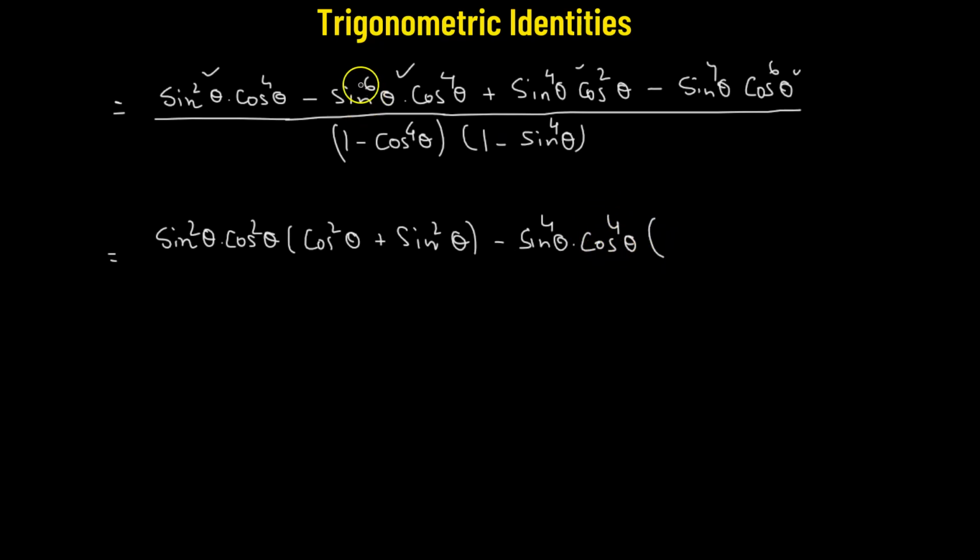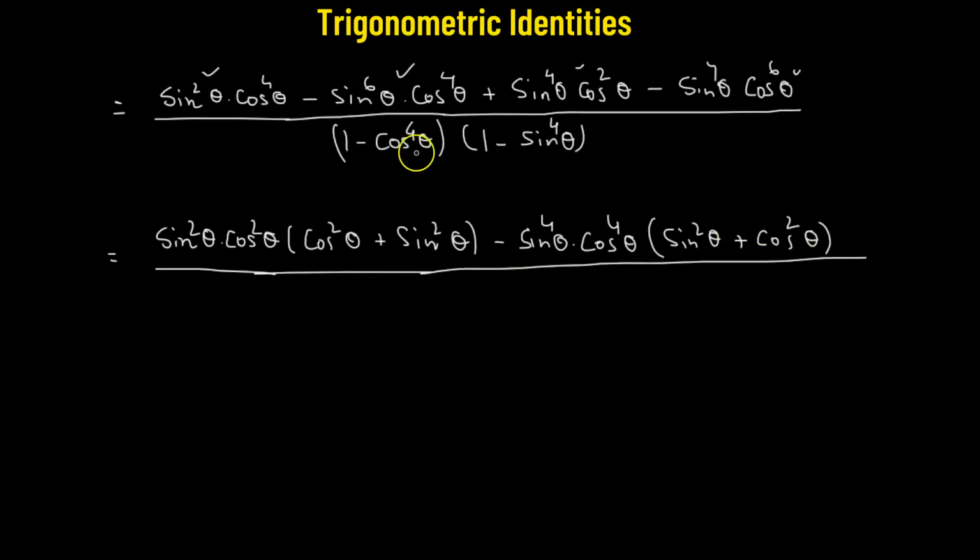So this will get multiplied to, so in the second term we have taken sine theta raised to the power of 4, cosine theta raised to the power of 4 is the common factor, so we'll be left with sine squared theta, and from the fourth term we'll be left with positive cosine squared theta, whole divided by 1 minus cosine theta raised to the power of 4 times 1 minus sine theta raised to the power of 4. So let's combine them.